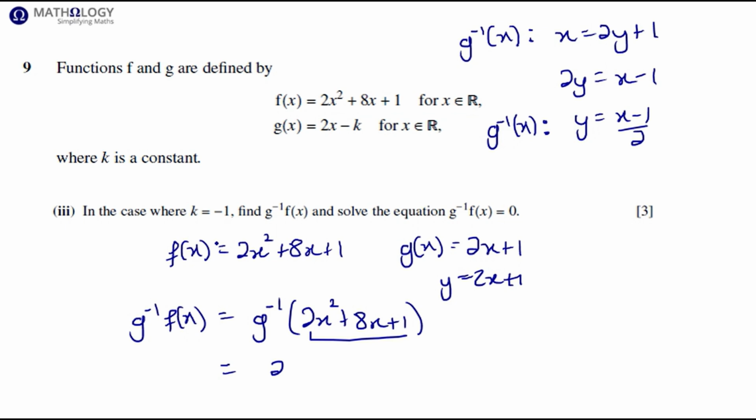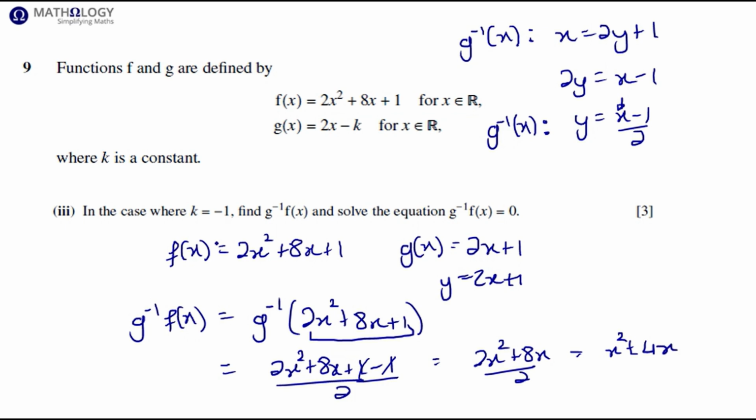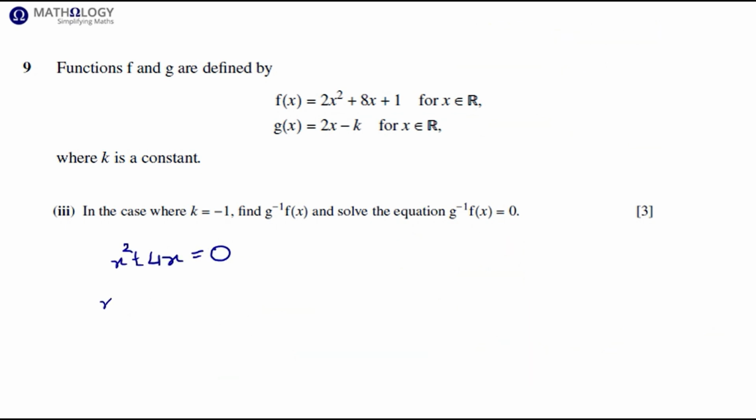So g to the minus 1 of 2x squared plus 8x plus 1, substituting 2x squared plus 8x plus 1 in for x in g to the minus 1, will give us 2x squared plus 8x plus 1 minus 1, divided by 2, which is 2x squared plus 8x divided by 2, which is x squared plus 4x. And we need to solve this equation for x by equating it to 0. So x times x plus 4 equals 0, x equals 0 or x equals minus 4.